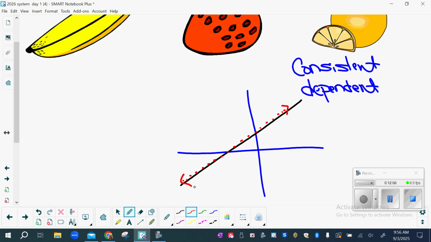So if they are consistent dependent, they have the same slope. They have the same B, and guess what? They have infinity answers. Infinity answers. Because whatever works for the black line works for the red line too. They're the same line. And you're like, Miss Tia, how is that a thing? I'm going to show you.